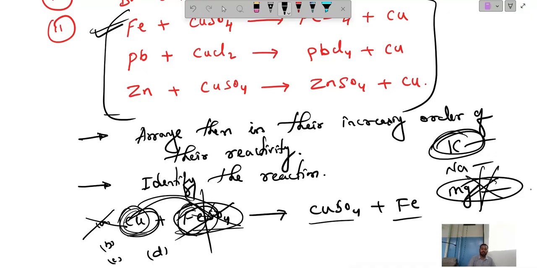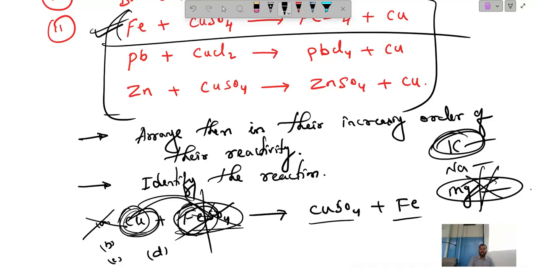They will give you this reaction: Fe plus CuSO4 gives FeSO4 plus Cu. Now they will ask you, is this reaction possible? Give reason. Justify this statement. Fe plus CuSO4 gives FeSO4 plus Cu. That's all the question. Then what will you write? Yes, it is possible. This is a displacement reaction. What should be the reason over there?